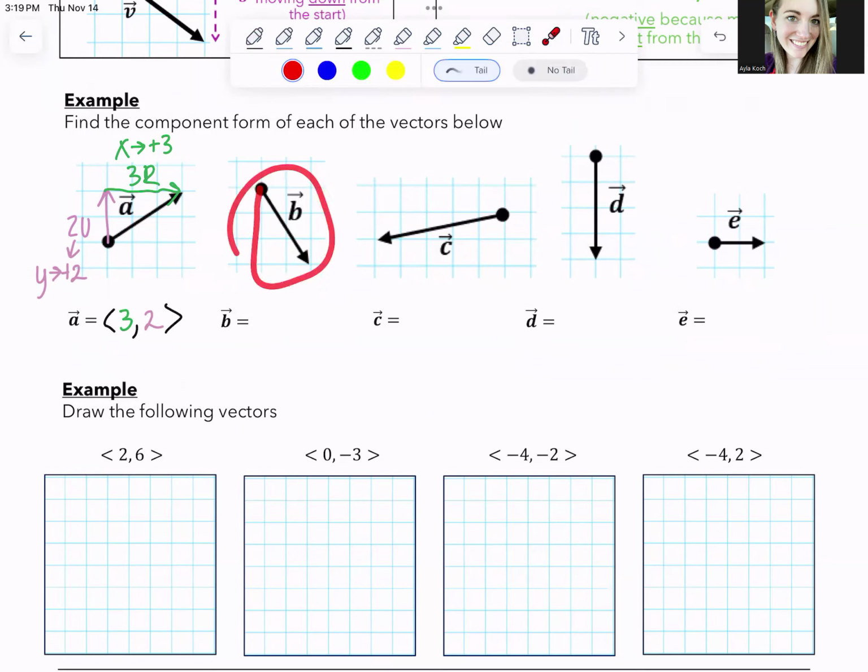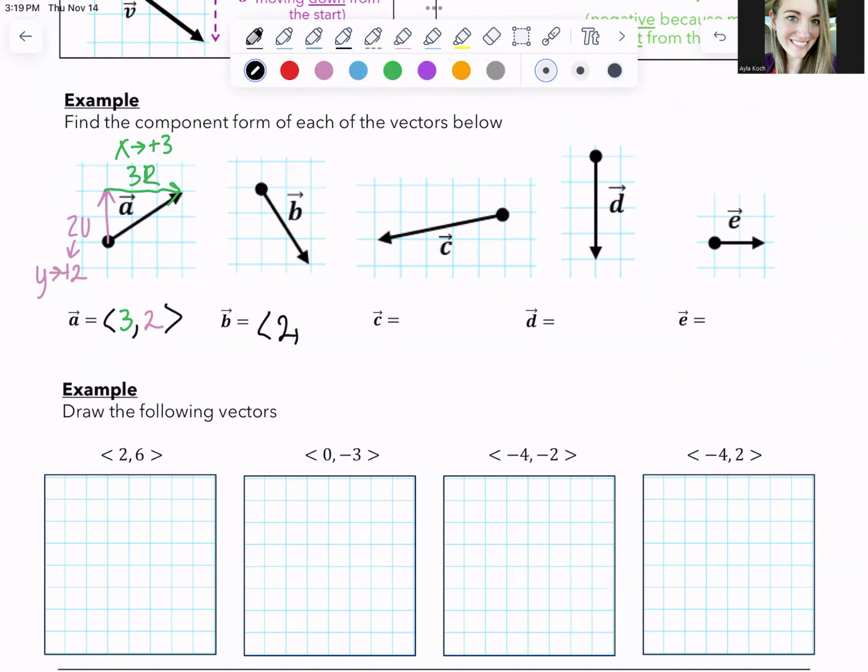For this vector over here, we're going 1, 2 to the right. So that's +2 for the x value. And 1, 2, 3 down. Because we're going down, so this was a +2 because we moved to the right. We're moving down 3, so it's -3.